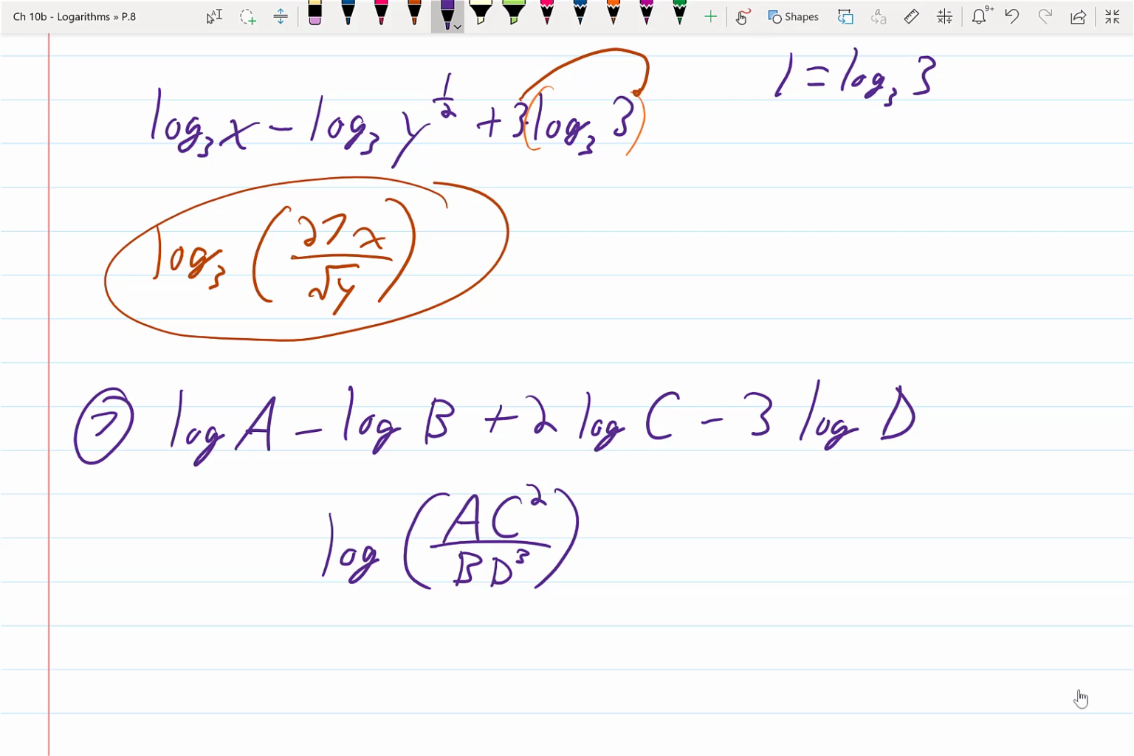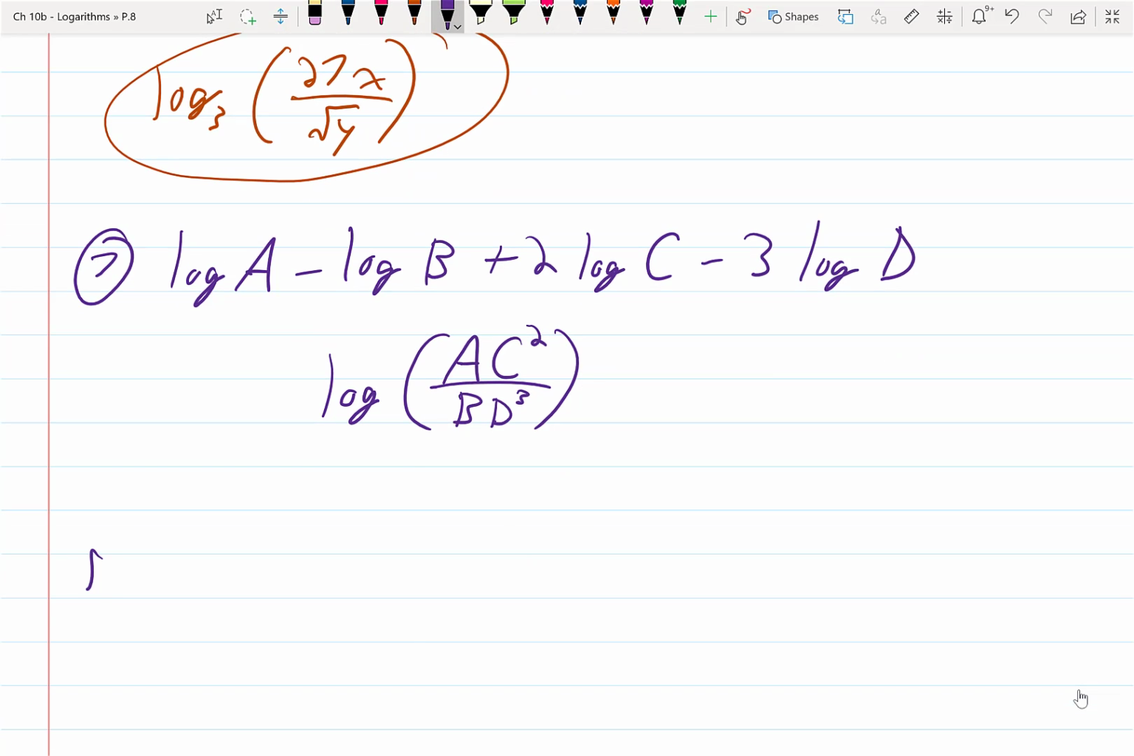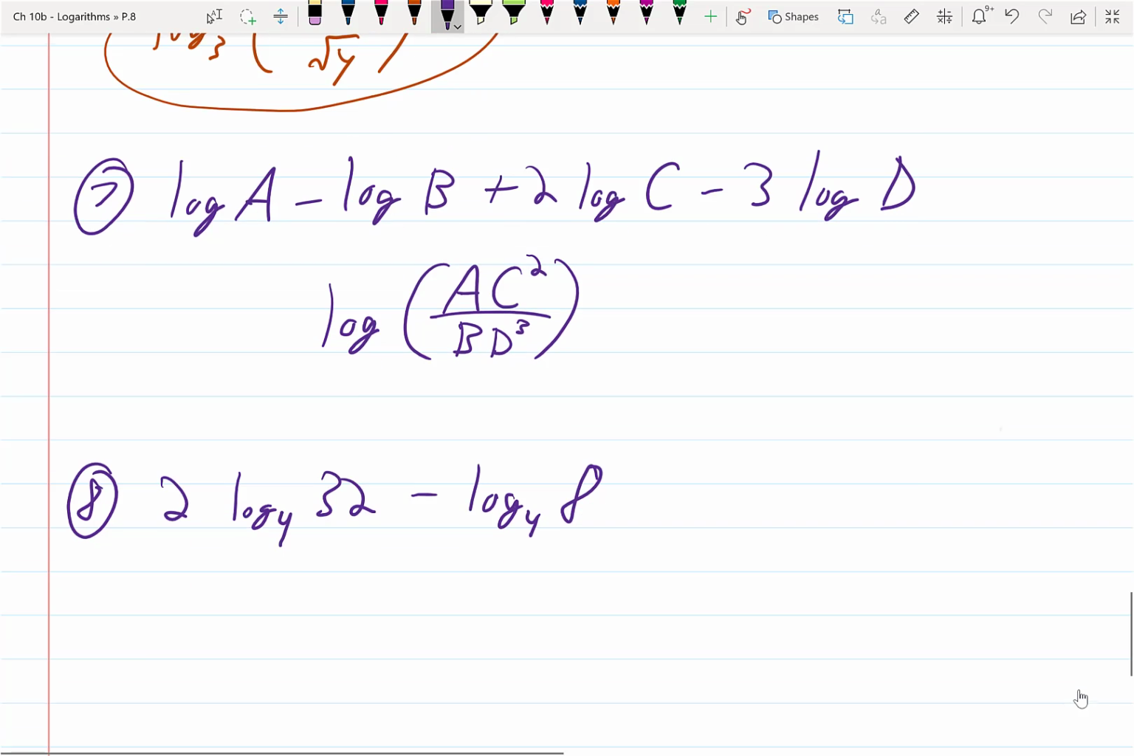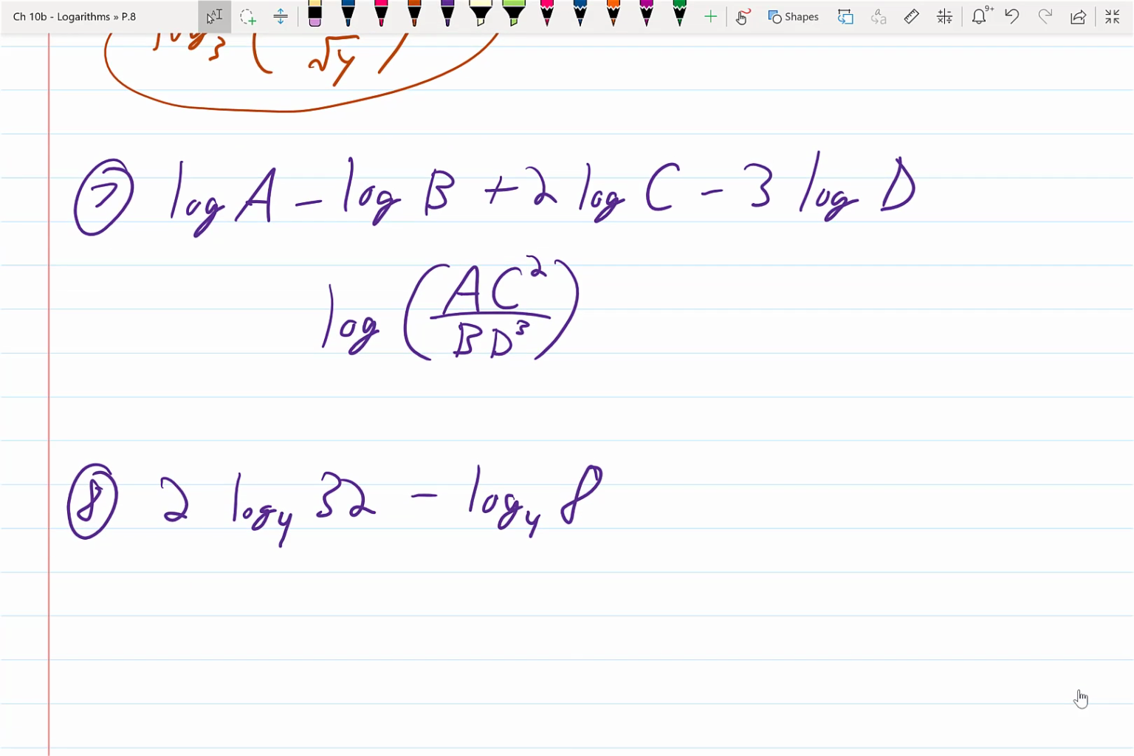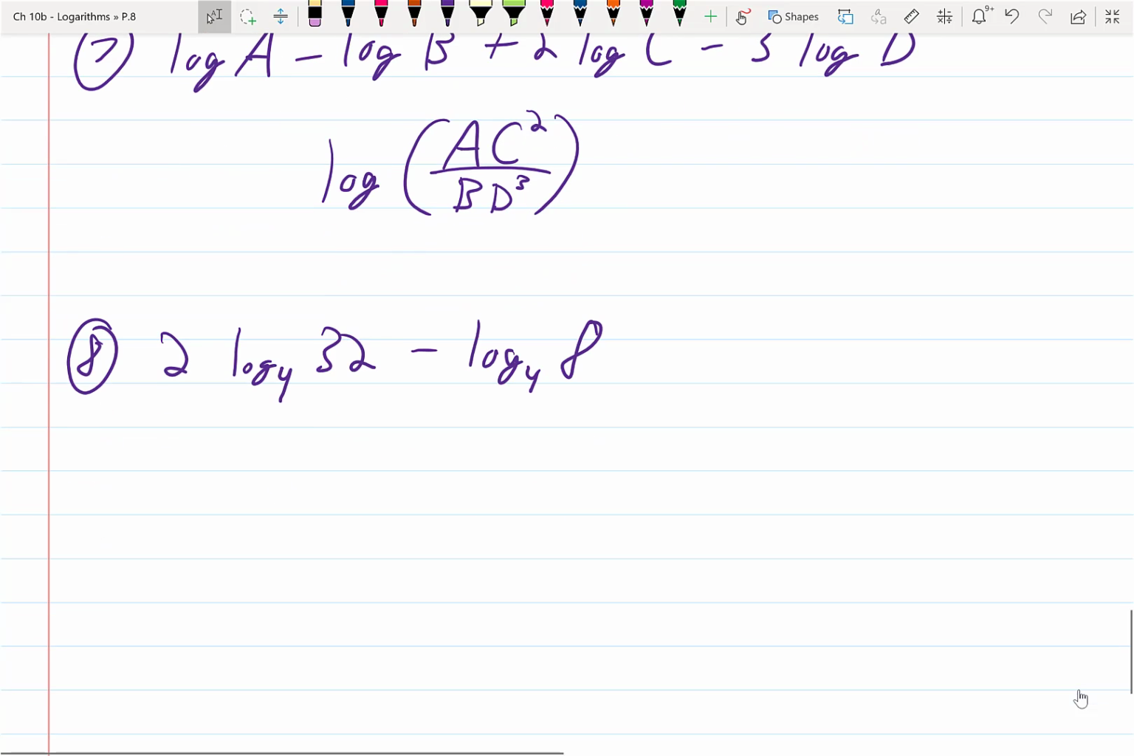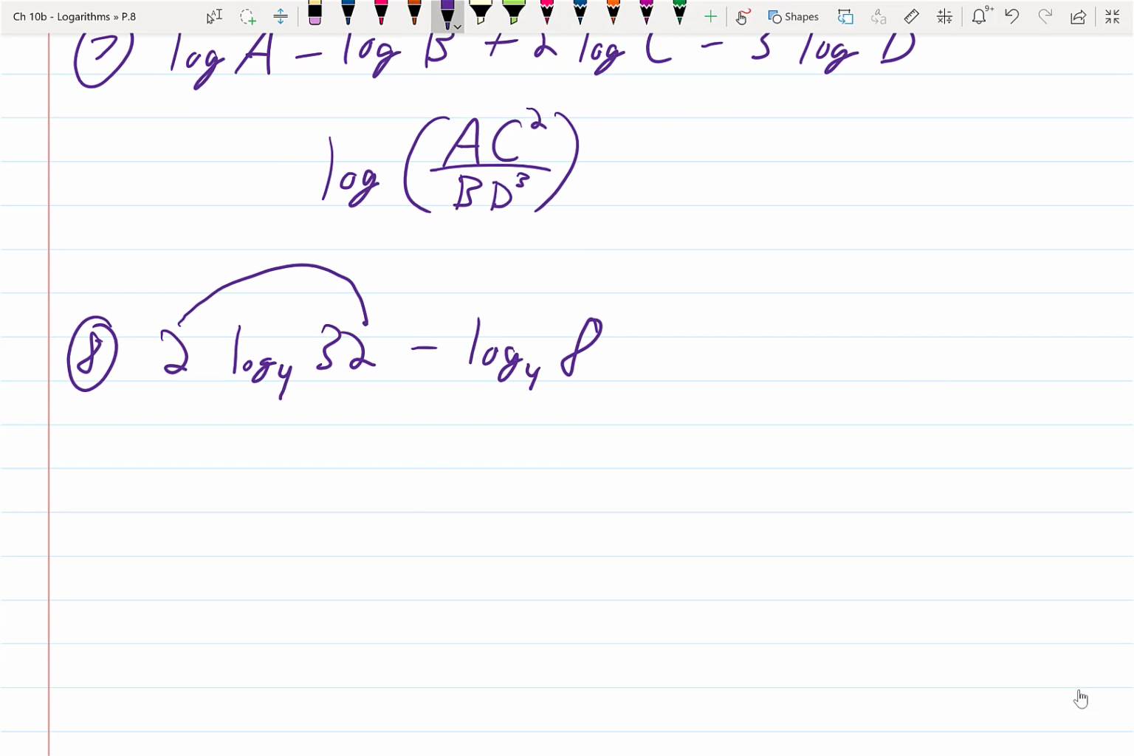Okay, next, I want you to simplify this down to a single number. 2 log base 4 of 32 minus log base 4 of 8. So what we're going to do here, let's see if we can bring this 2 up. Log base 4 of 32 to the second. I'm not going to multiply that out, and don't. We always want to bring things down to simple bases because we're going to do that divided by what? 8.